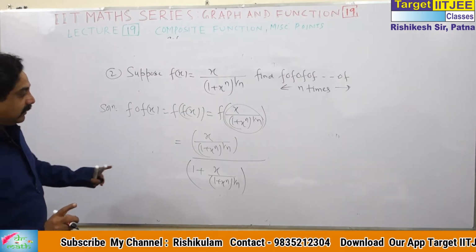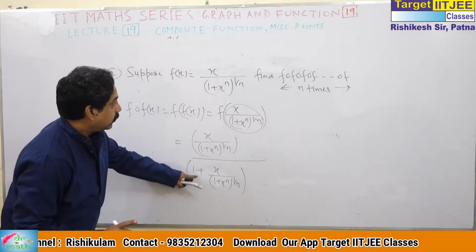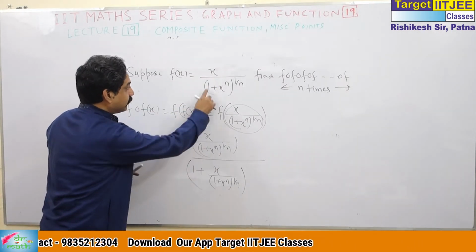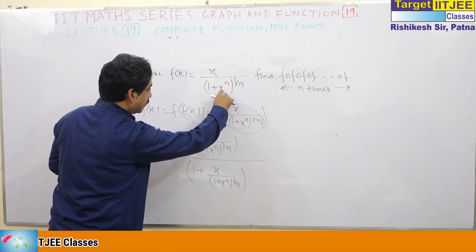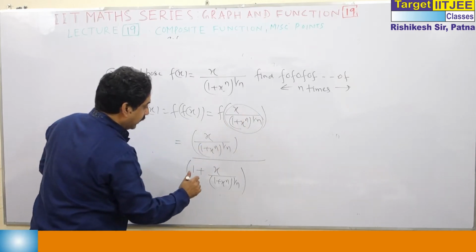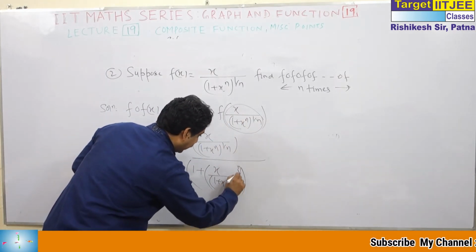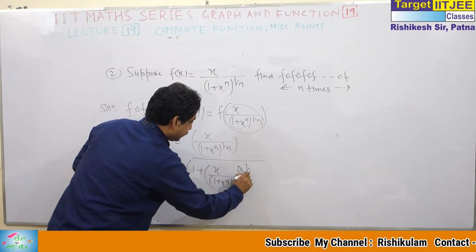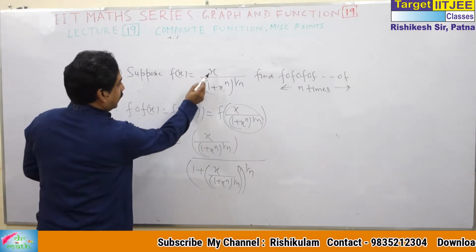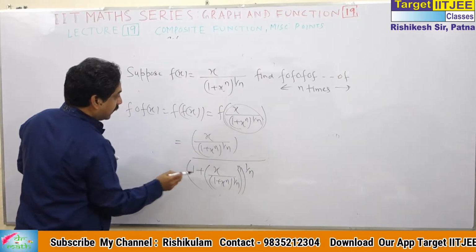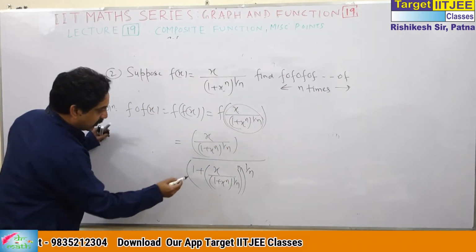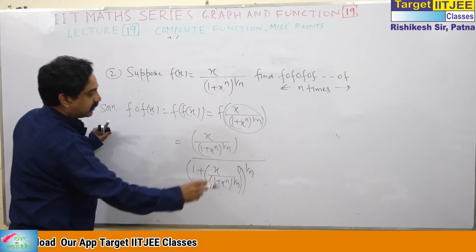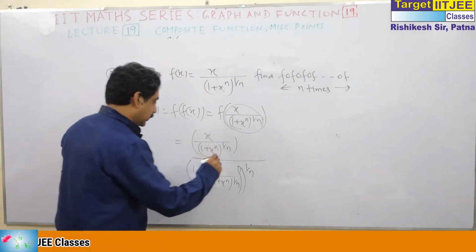Let me clear one thing. For x I write this, for 1 I write this, and for this x I write this. So we have to take power n here. Now see this: where this x is written, instead of x here, it is 1 by (1 plus x to the power n) to the power 1 by n. Now simplify.